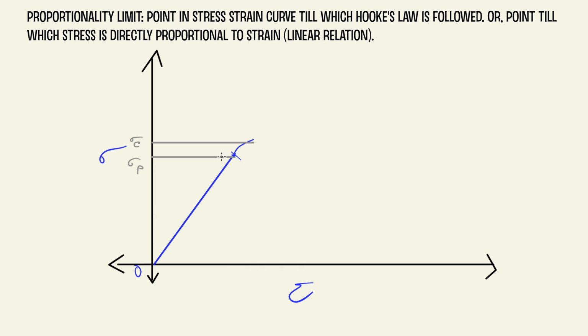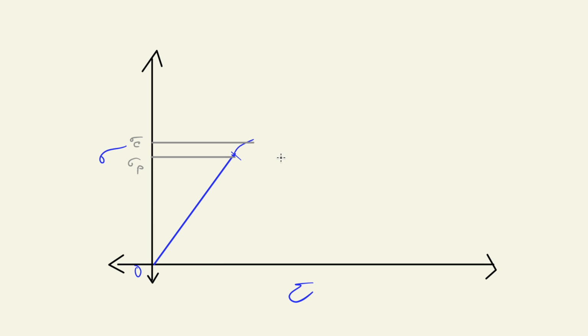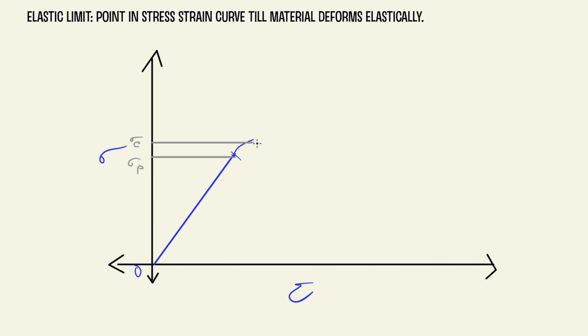The proportionality limit will be the limit till which the stress is directly proportional to strain, or in other terms the graph is linear, and the elastic limit will be the point till which the material, if unloaded, will reach back to its original shape and size, but it is not going to follow a linear curve. So if, say, you load a material and the stress is increasing and the strain is increasing, and at this point somewhere you decide to remove the load, the material will reach back to the origin from where we started.